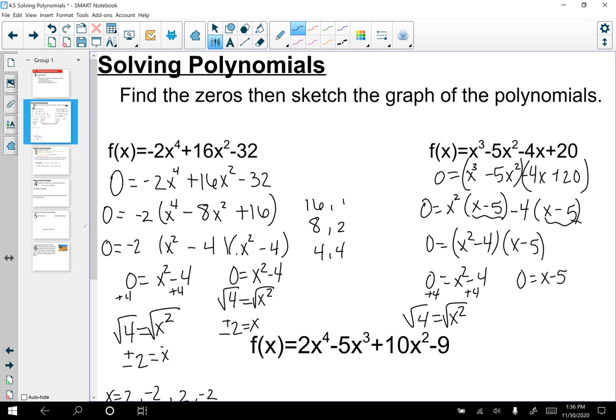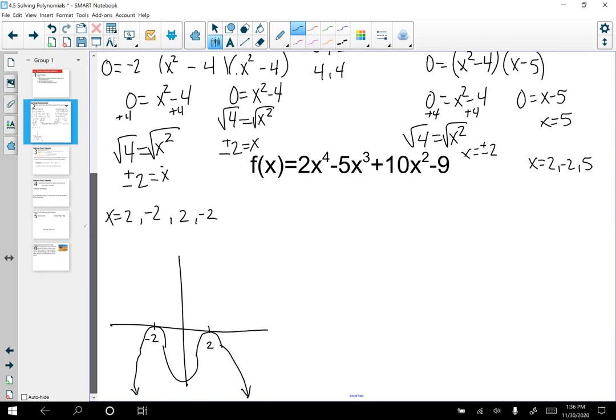Take the square root. I get x equals plus or minus 2. Here I get x equals 5. Okay, so this is a good check. I have x equals 2, negative 2, and 5. It was a third degree polynomial, and I ended up with 3 answers, so that's perfect.